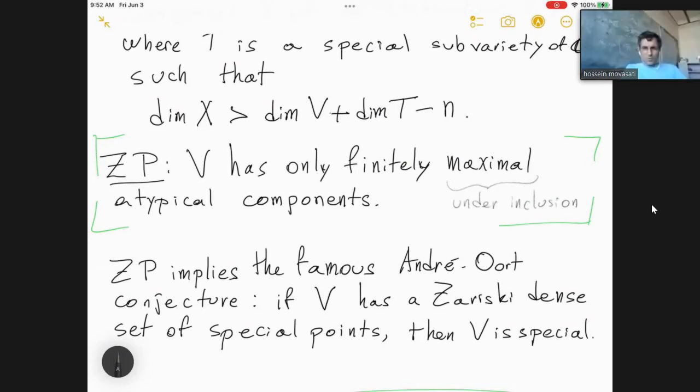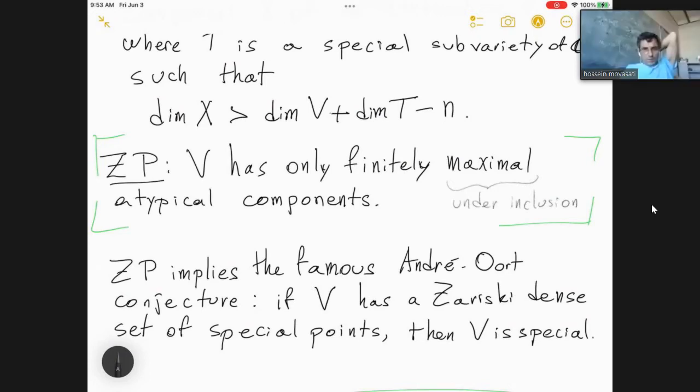What exactly is maximal on? What do you mean on? X is a maximally atypical component if it is not contained in a bigger component which is also atypical.